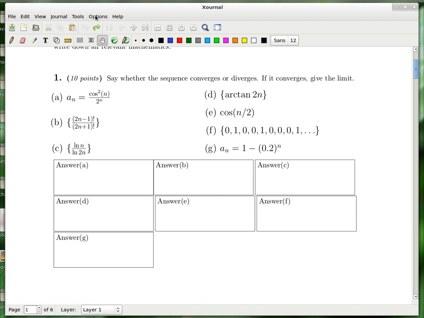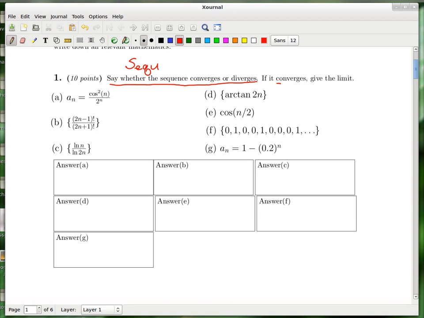Okay, so we're getting ready for the third exam, and one of the topics on the third exam is sequences. So that's the theme here for number one. We have to say whether the sequence converges or diverges for these sequences here, A, B, C, D, E, F, G, and if it converges, give the limit.